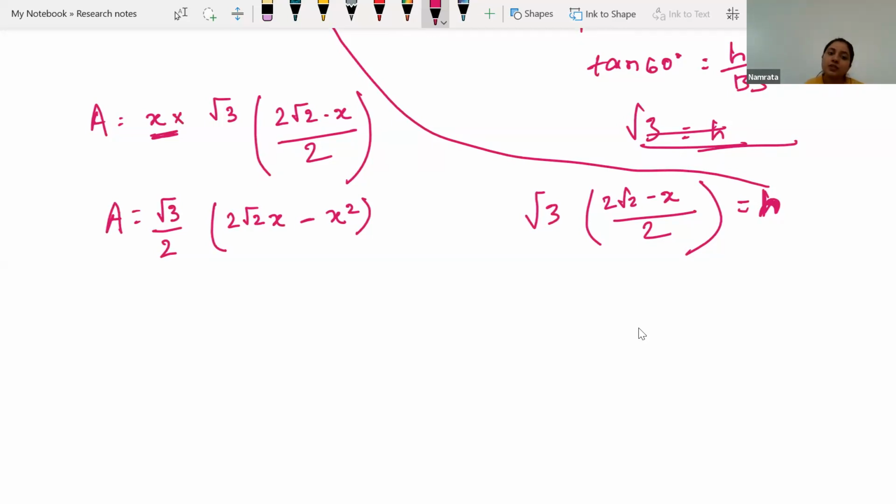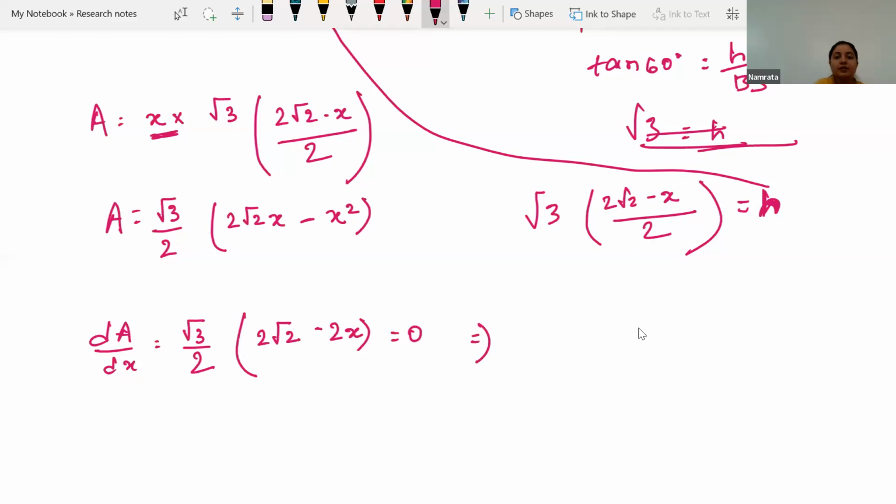Now we will be doing the derivative on both sides with respect to x. Okay, so dA over dx will be root 3 by 2 times, here 2 root 2, only 2 root 2, and here we'll be having 2x. Now for finding the critical point, what we do, we just compare it with 0 and then we get the critical point. So what will be the critical point over here? I can see 2 root 2 is equals to 2x. X is equals to only root 2. This is the critical point. Can you see it?